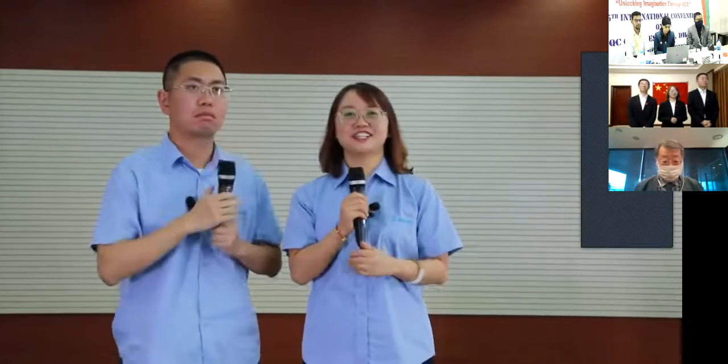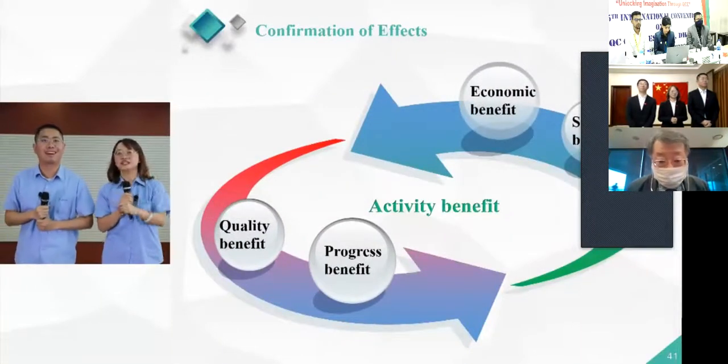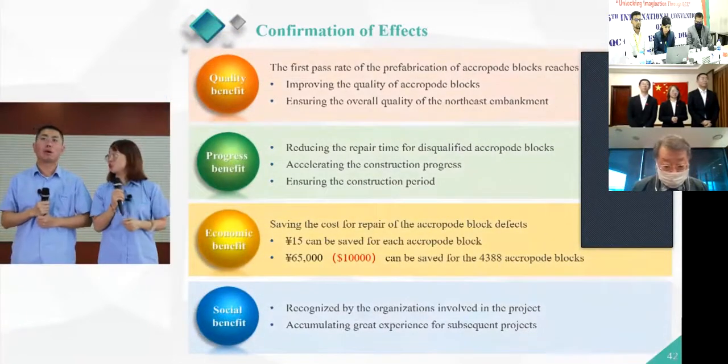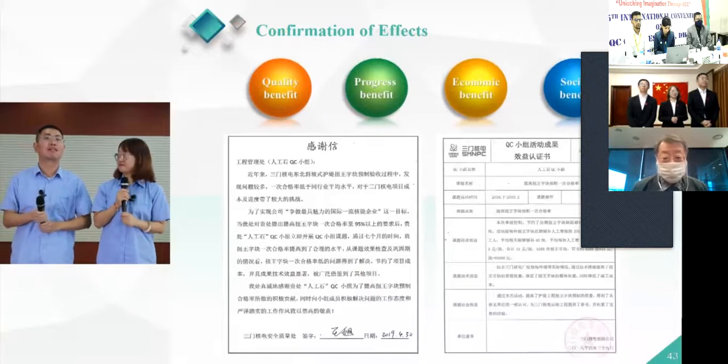The crux has been fixed. So, looks like we got it. Give me 5. Oh, not enough. We made a further summary from quality, schedule, and economic and social benefit. We saved cost $10,000. This is a benefit achievement certificate.